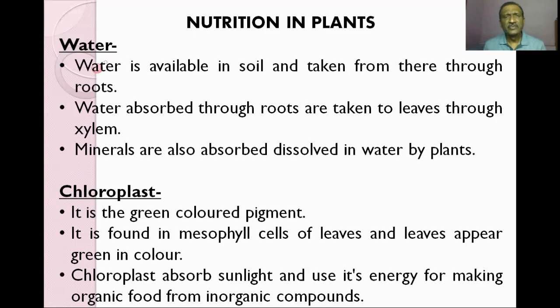But there are some plants in which the leaves are even of different colors, so it is not necessarily green. The green color pigment which we see in the plant, maybe in the leaves, maybe in the fruits, maybe in the young stem, maybe in some other parts of the plant, is because of the chlorophyll. And chlorophyll is the pigment which traps the light energy, especially the red and violet light. The chloroplast absorbs sunlight and uses this energy in making organic substances.